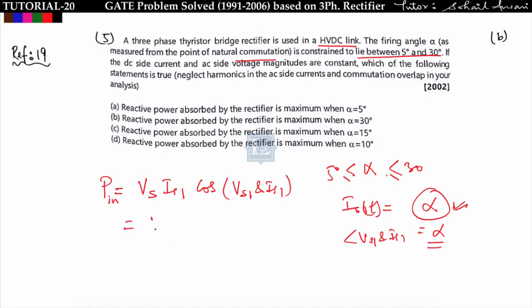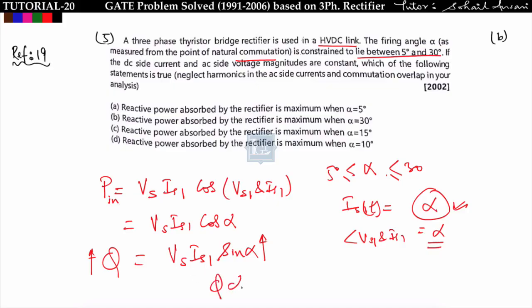So what is the input power? Input power will be Vs into Is1 into cos alpha. Then what is the reactive power? This is the reactive power. So reactive power will be Vs into Is1 into sin alpha. Is it fine? So with increase in alpha, reactive power will increase. It is proportional to the sine of the triggering angle. With increase in alpha, sin alpha will increase and reactive power will be maximum.